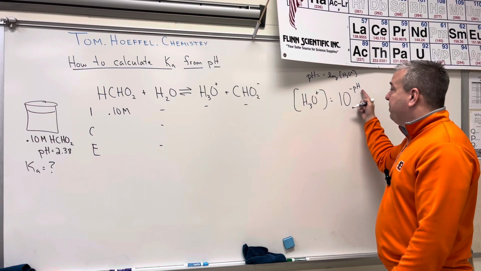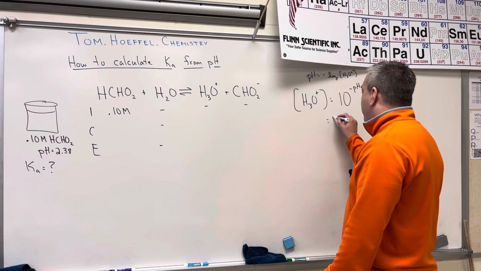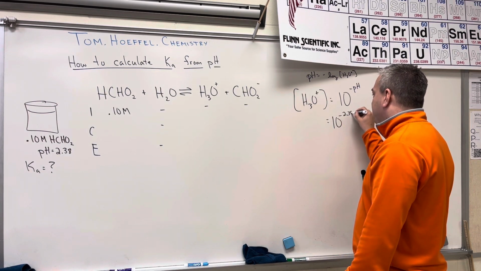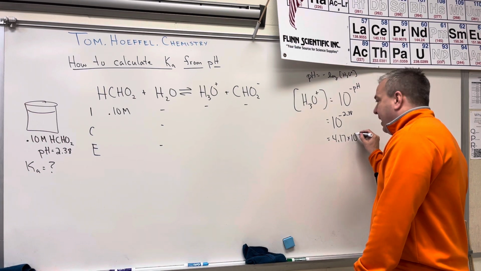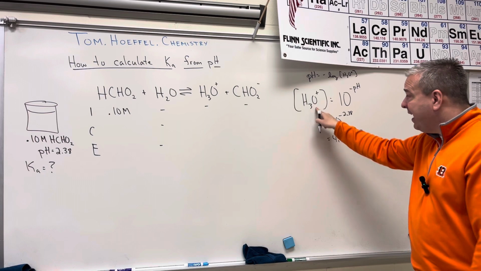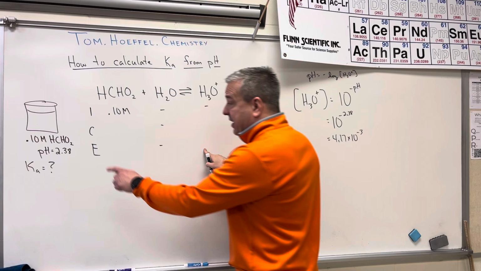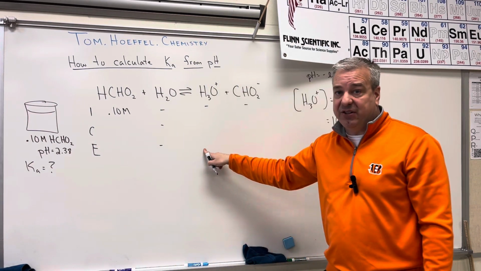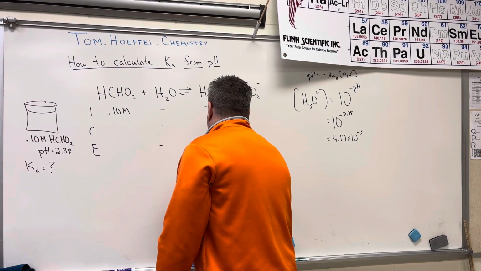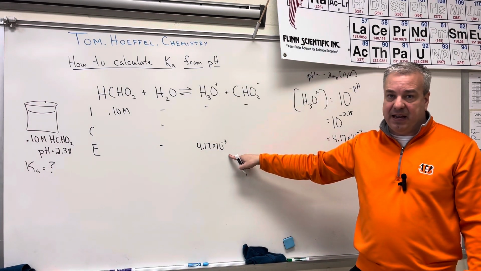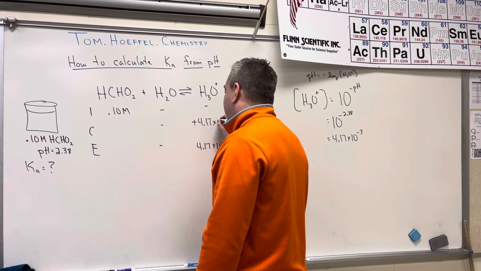So let's go ahead and put the pH of 2.38 into this problem. If we go base 10 to the negative 2.38, we get this number of 4.17 times 10 to the negative 3. That's going to be your concentration of hydronium ions at equilibrium, because that's the only way you would get the pH of 2.38. So if we know that this equilibrium position is 4.17 times 10 to the negative 3, then we know its change increased by that same amount.